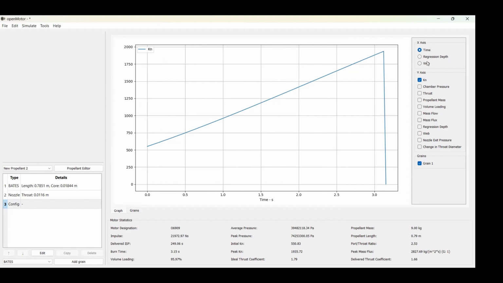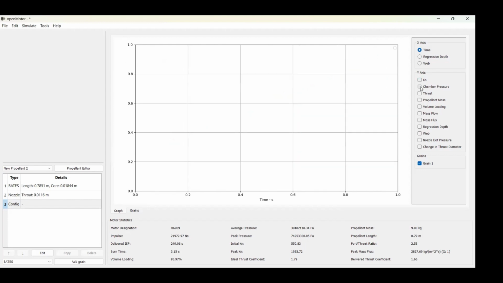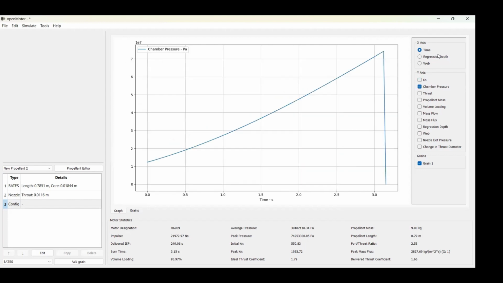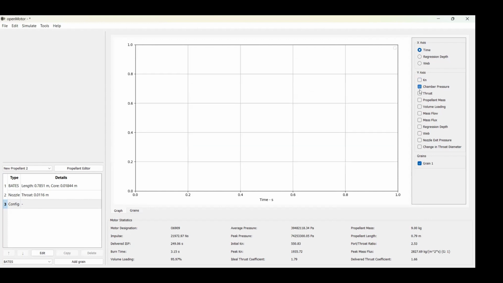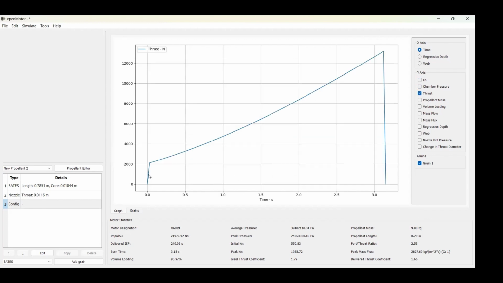This is the time versus Kn. Here's the graph for the time versus the chamber pressure in pascals. And then finally, here is the time versus thrust graph for the propellant grain given.